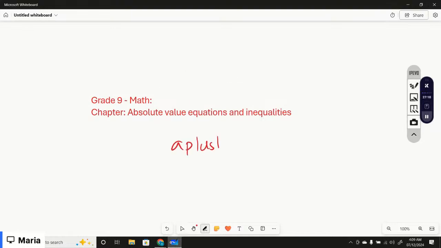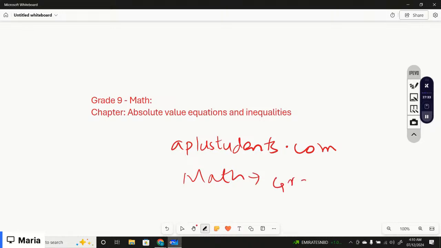We're going to start with the chapter absolute value equations and inequalities. So please make sure you have your notebook and pencil so that you can note down the important examples and definitions as well.